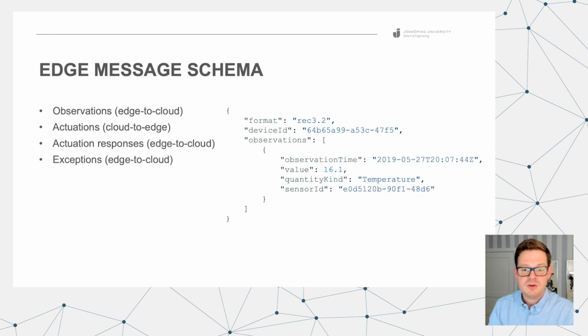We also have the edge message schema, which is for talking to the building systems themselves. So not talking to client software, but talking to where we get the data from. And here we're typically constrained a little bit by bandwidth or power requirements, so this is aimed to be a bit more lightweight. This is a simplified JSON schema that allows you to send observations from the edge into the cloud, to order actuations to take place from the cloud to the edge, allows you to respond with what happened when you did that actuation, and also allows you to send exceptions.